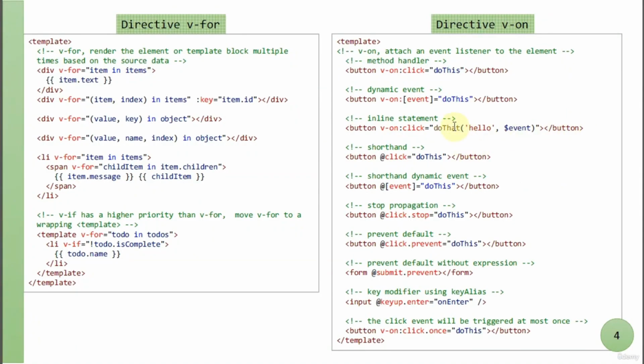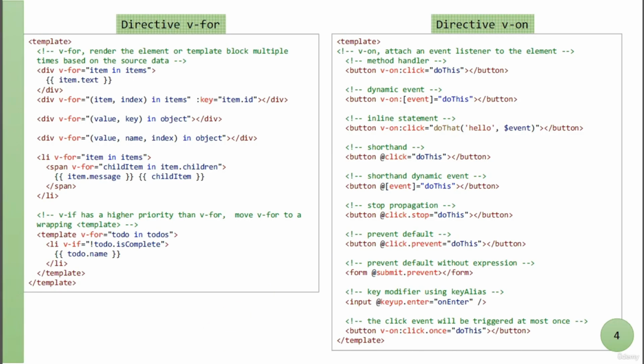Here is an example of how we can provide parameters. The first parameter is the string hello, and the second parameter is an event object. If you want to use the event object inside the method, you need to provide this special word.